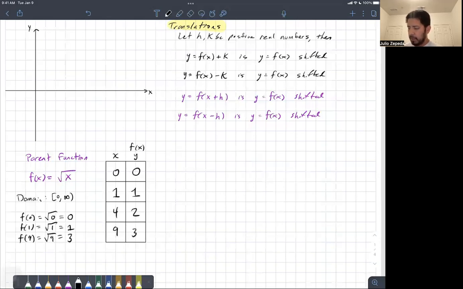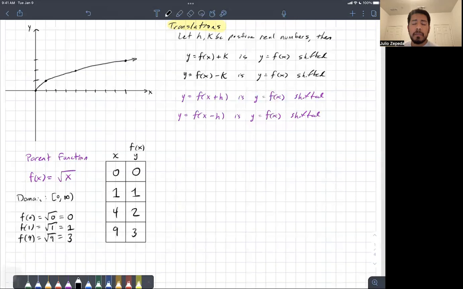So we can plot all of these points: (0, 0), (1, 1), (4, 2), and (9, 3), which should be right there. All right, so our function looks something like that. That's a pretty good graph of it.